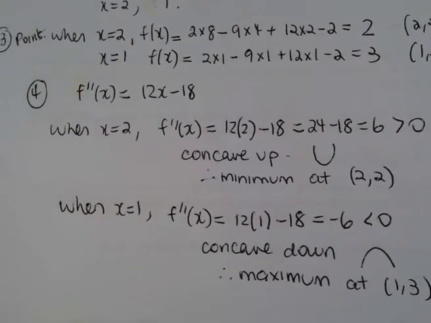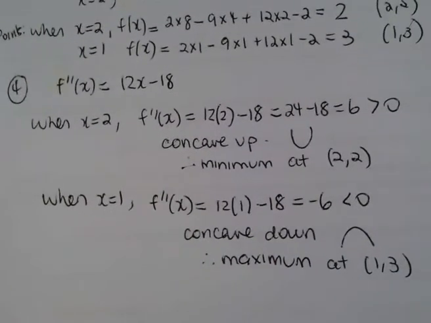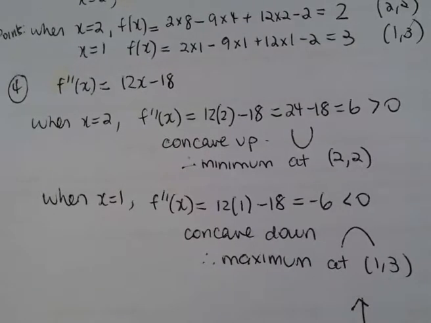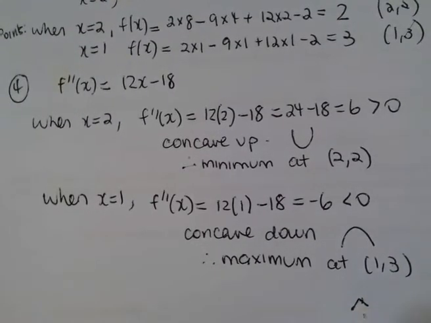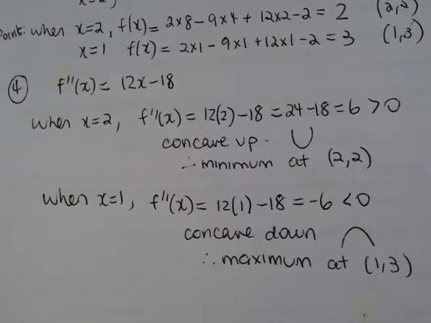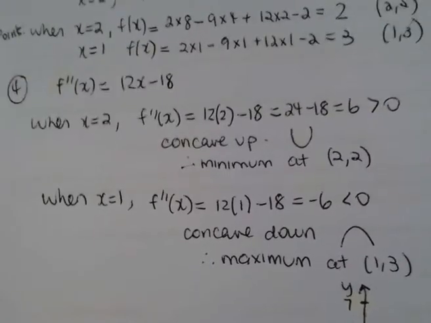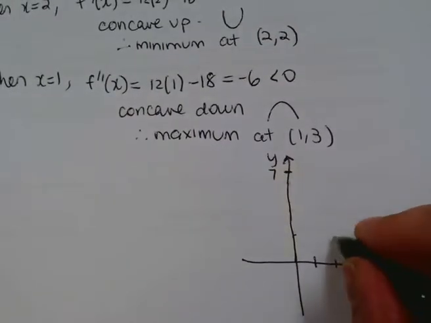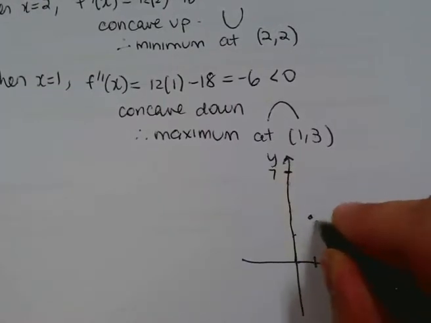Now, we're going to look for inflections. Let me draw what we've got so far. Actually, you shouldn't put all the markings unless it's really to scale. So what we've got is, I'm just going to put 7 up there. So let's sketch what I've got so far. This is what I know. I've got a minimum at 2, 2. So about there, I'd say. I've got a maximum at 1, 3. I'd say it's about there.